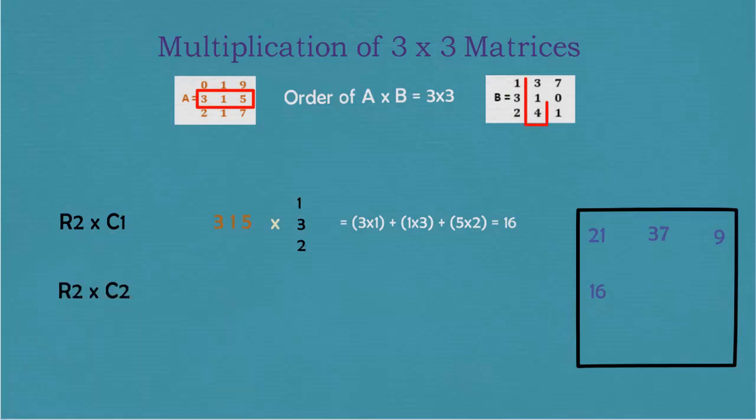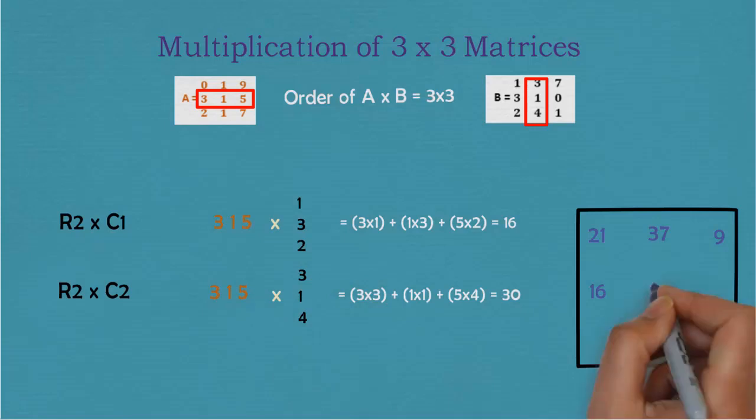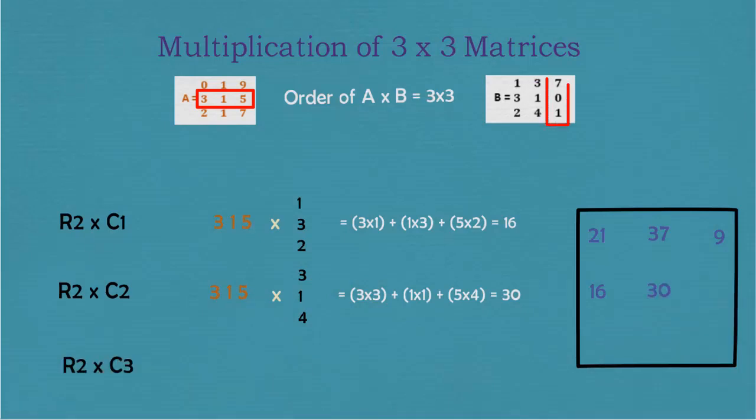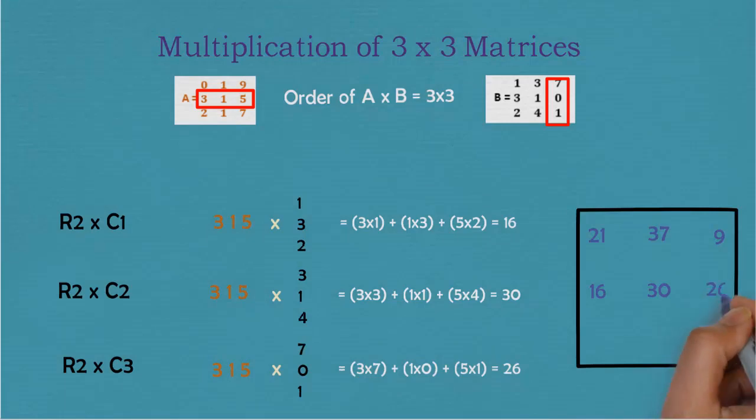Now multiplying the second row by the second column. So 3, 1, 5 multiplied by 3, 1, 4 is equal to 3 times 3 plus 1 times 1 plus 5 times 4, which is equal to 30. So its position will be 2, 2. Now multiplying the second row by the third column, 3, 1, 5 multiplied by 7, 0, 1 is equal to 3 times 7 plus 1 times 0 plus 5 times 1, which is equal to 26. And its position will be 2, 3, because the second row and third column are multiplied.